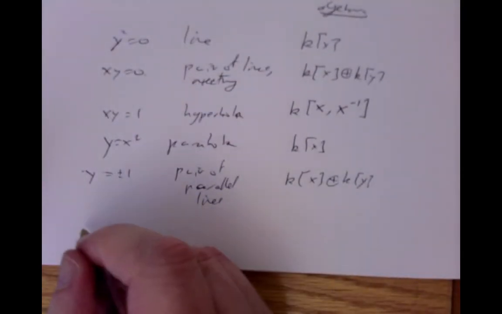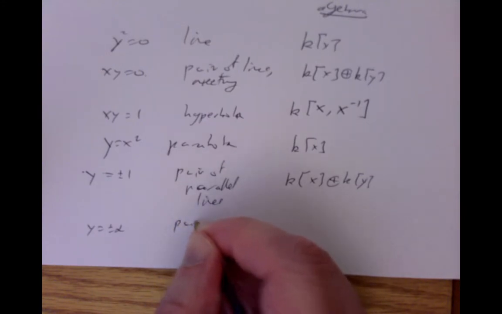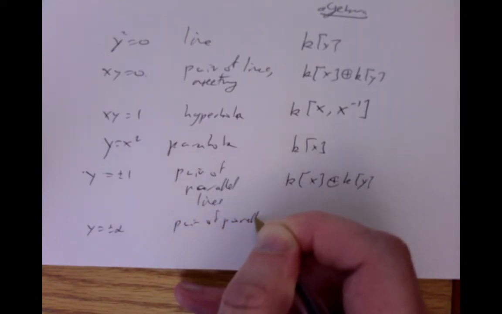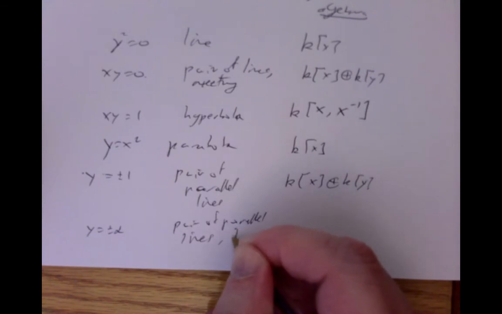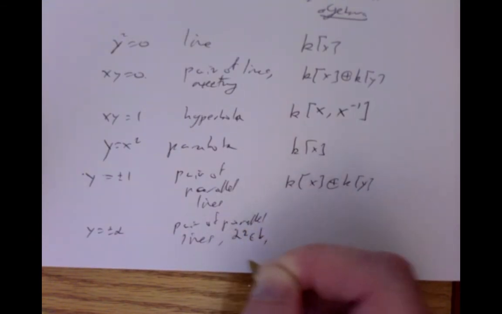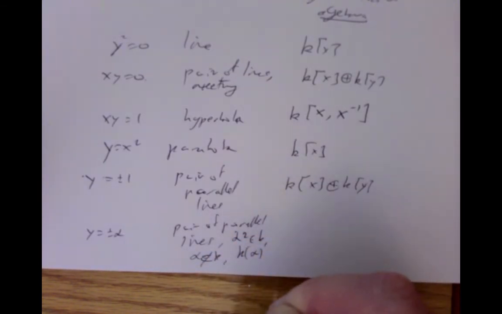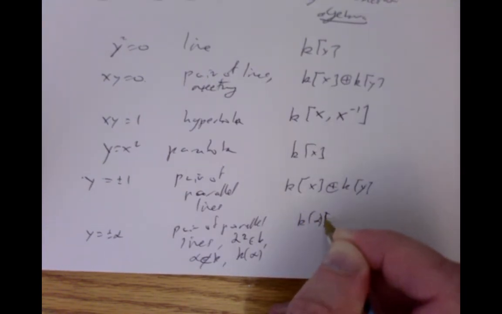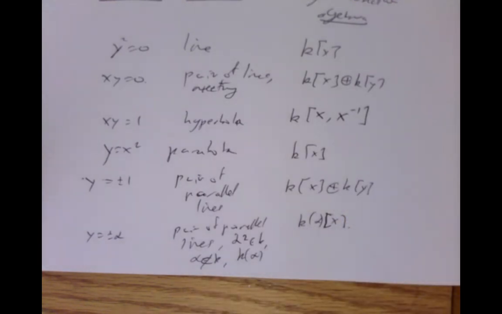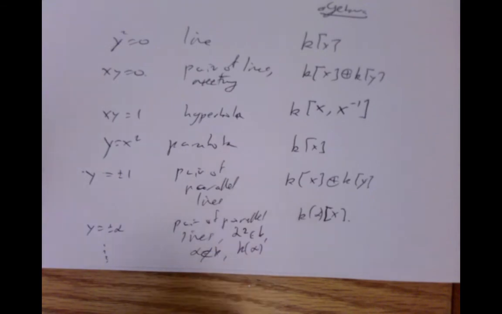Another more sophisticated example would be something like y is plus or minus alpha. We'll see that this occurs where we have a pair of parallel lines, but they're over some alpha, where alpha squared is in our field, but alpha is not in our field, and so they're lines over this k of alpha, some field extension. And then it turns out that it's one copy of k of alpha of x that is the regular functions. And there are some other possibilities which I won't go into. I just want to give these as some examples of different regular function algebras that show up in different simple examples.